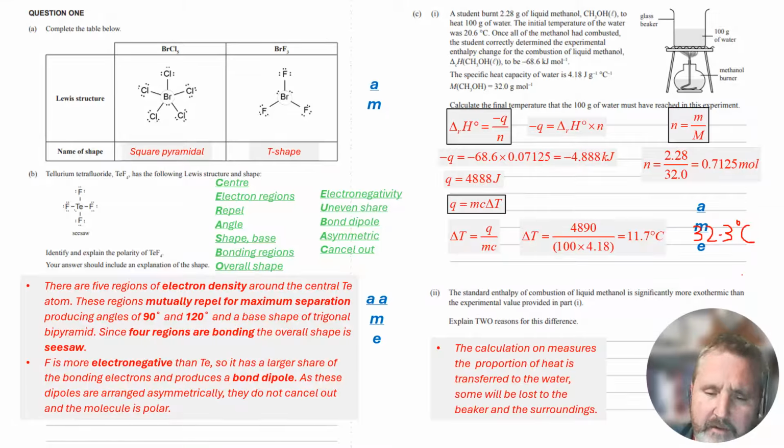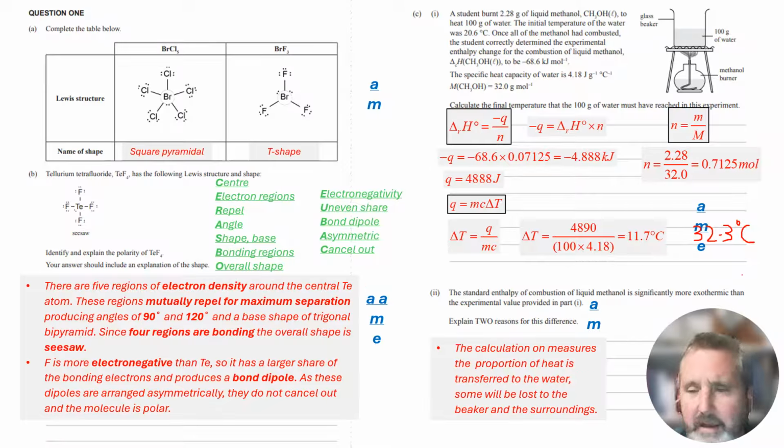So the reason is, what we're actually measuring is the heat that went into the water, but not all of the heat from the combustion goes into the water. Some goes into the container of the burner, some goes into the tripod, some goes into the gauze mat, some goes into the glass of the beaker, and some goes into the air environment around it. So it's only measuring a proportion of the heat, and the rest of it is going into the surroundings. That's my reason. For this one, they're going to give us an achieved and a merit for that answer.